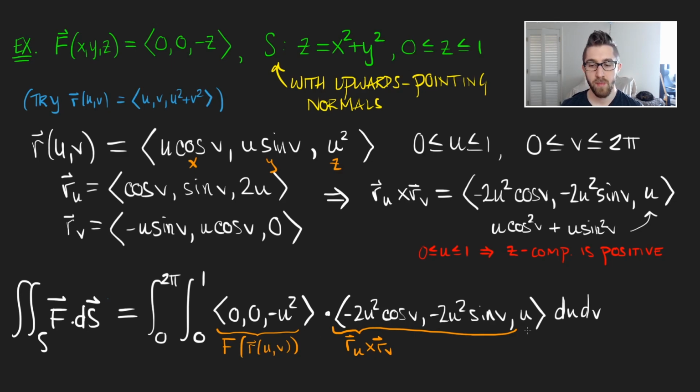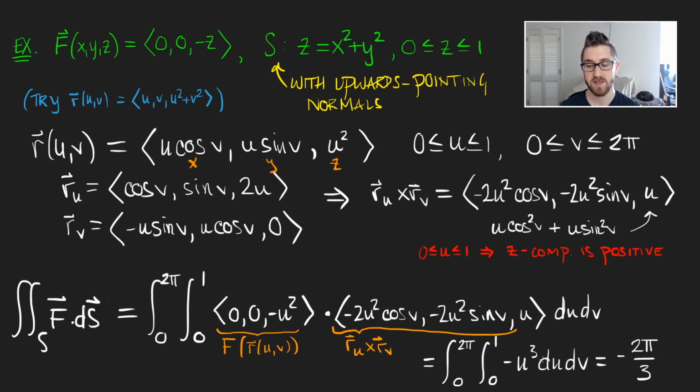And evaluating this dot product, things simplify a bunch. We only have negative u squared times u here. And so we end up with the double integral of negative u cubed du dv. Now you could do this double integral really quickly on your own. If you do it, you'll get negative 2 pi over 3 as the answer.